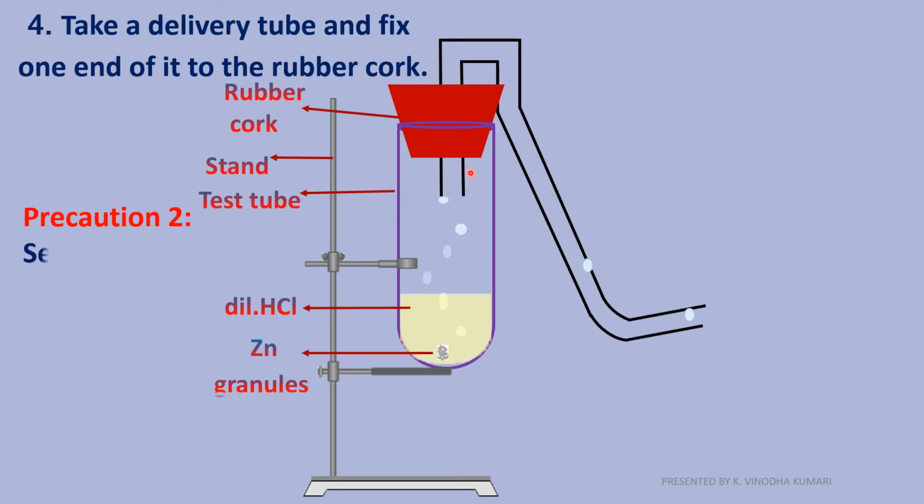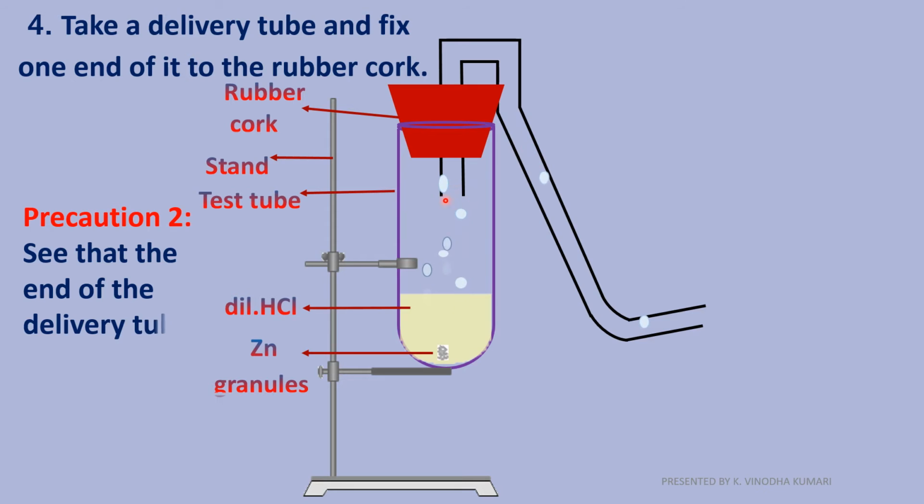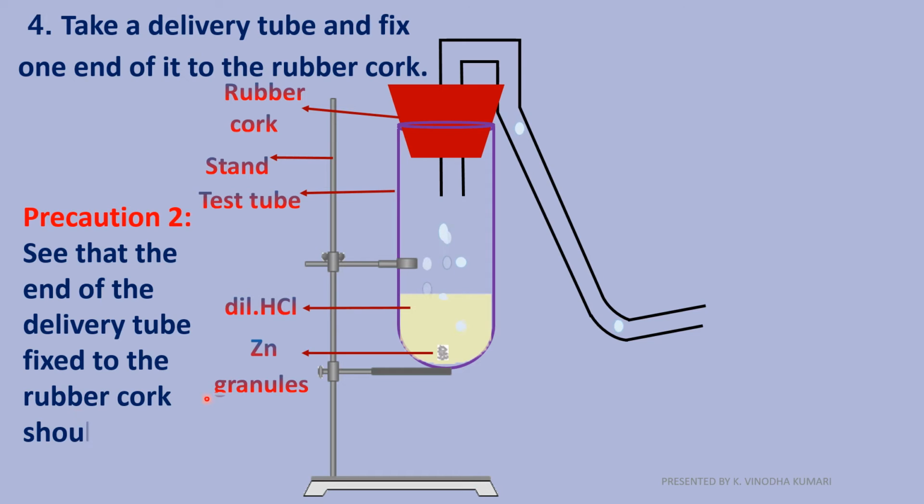And the precaution we have to take is that the first end of the delivery tube, which is fixed to the rubber cork, should not touch dilute HCl. Here it is not touching dilute HCl, it is above it. If it is touching the dilute HCl, the gases will not escape from the delivery tube. That's why we have to keep the delivery tube above the dilute HCl. That means it should not touch dilute HCl.